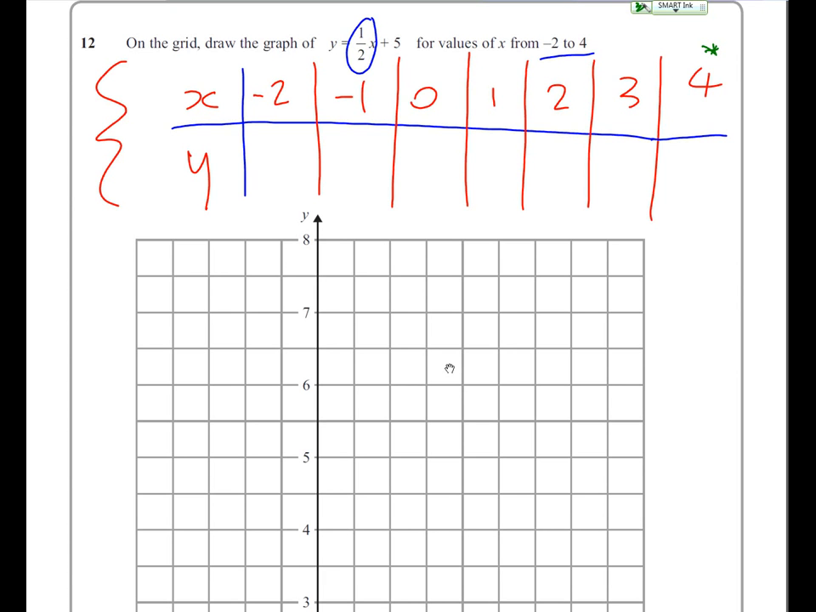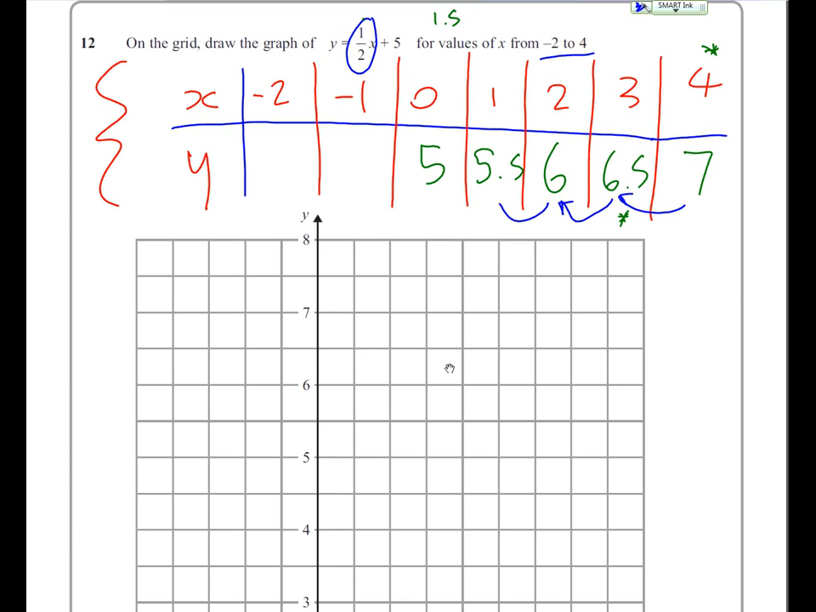A half of 4 is 2, add on 5 is 7. 3 is a bit trickier. Half of 2 is 1 plus 5 is 6. Now that gives you a clue of what this might be, but let's work it out. Half of 3 is 1.5. Add on 5, 6.5. Half of 1 is 0.5. Add on 5, 5.5. Half of 0 is 0. Add on 5, 5.